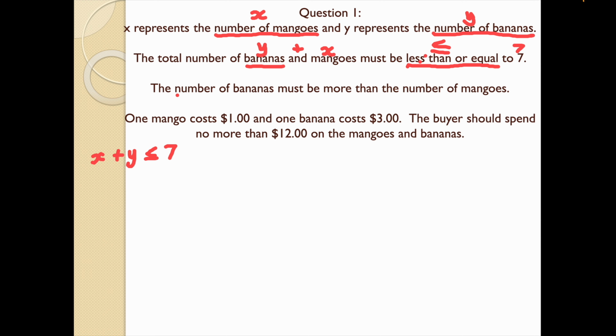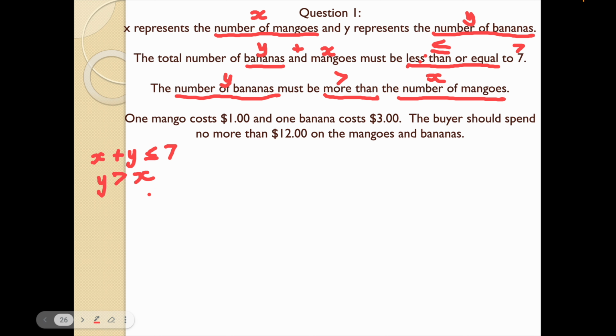Now, let's look at this one here. It says the number of bananas. What did we say represents the number of bananas? Y. So Y must be more than. What sign could we put here? What means more than? This right here. And the number of mangoes represents what? X. Y'all notice what I did here? I'm just writing the letter and the signs, or the inequalities rather, over the words that spell it out. The number of bananas is Y, must be more than, the number of mangoes. So all I have to put here is another inequality: Y is more than X. Does that make sense? Yes.